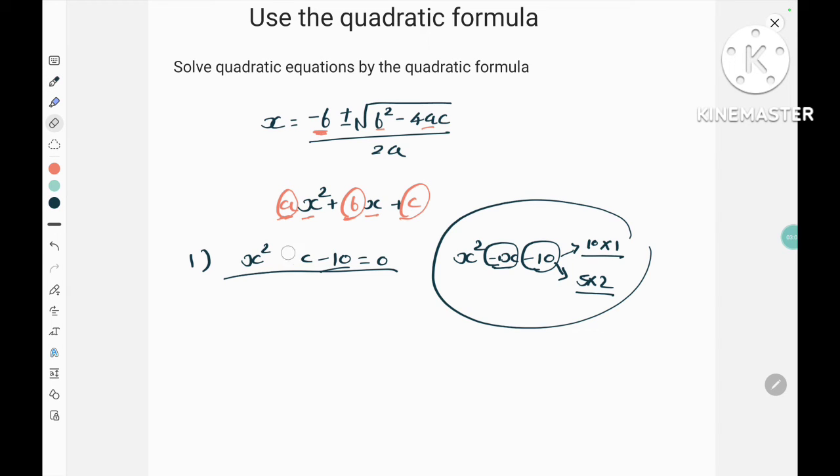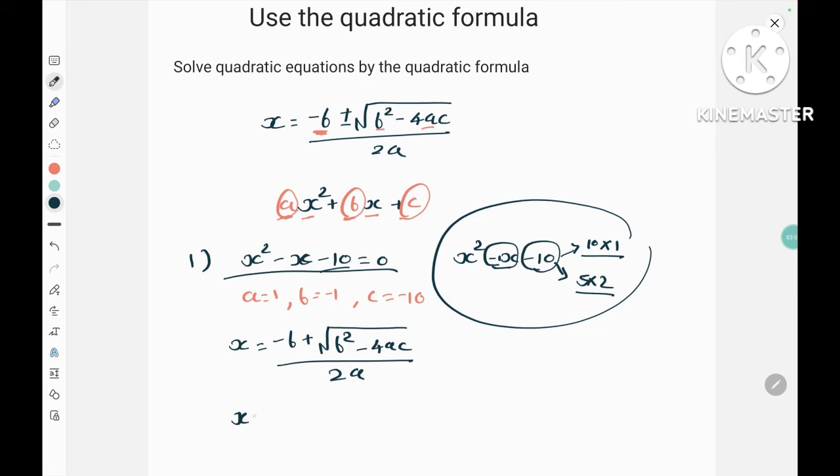I remove this one in front, because you know very well that no number in front of a variable means it has a 1. So first let's write the values of a, b and c. a equals 1, b equals minus 1 and c equals minus 10. Each number takes the sign in front of it. Now I write the formula: x equals minus b, the first time taking the plus sign, square root of b square minus 4ac over 2a.